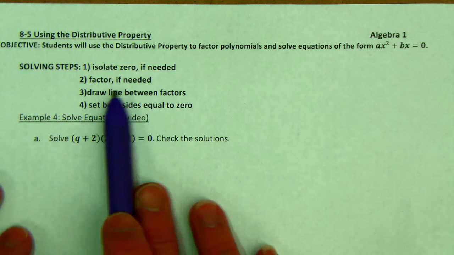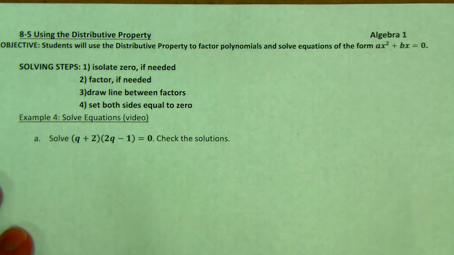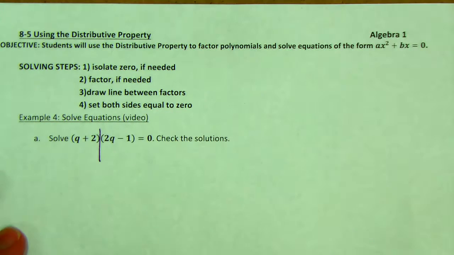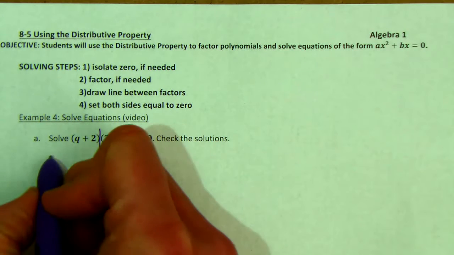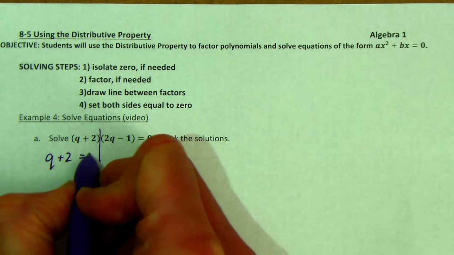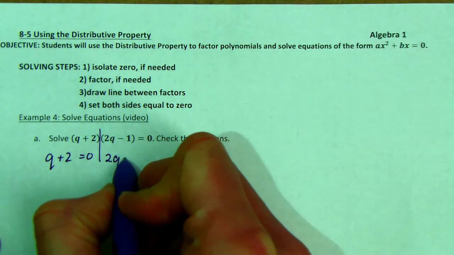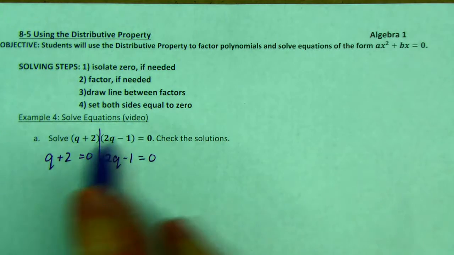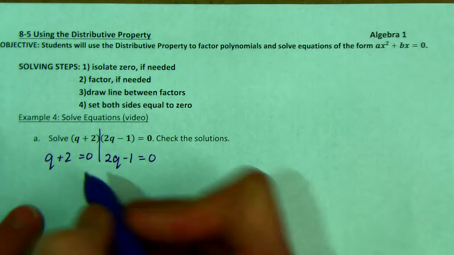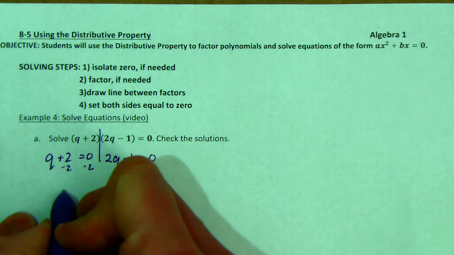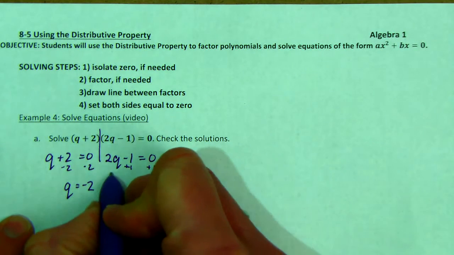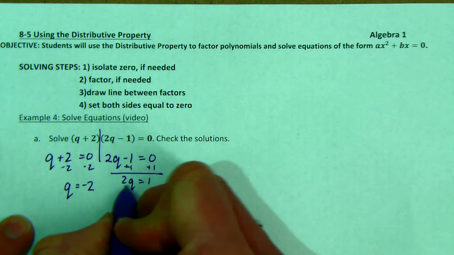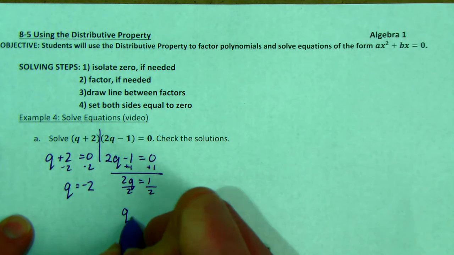So right here, we've got two factors. Set both equal to 0. So I've got q plus 2 equals 0, or 2q minus 1 equals 0, in order for that product to equal 0. Then we solve them. Minus 2, and q is equal to negative 2, or I'm going to add 1 and divide by 2. So our two possible answers are negative 2 or a positive 1/2.